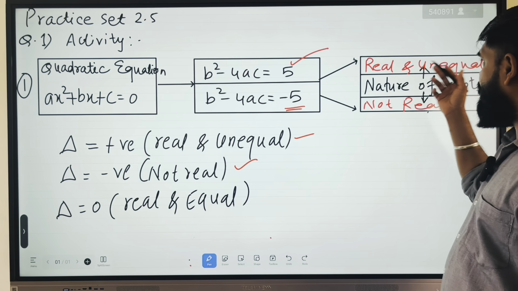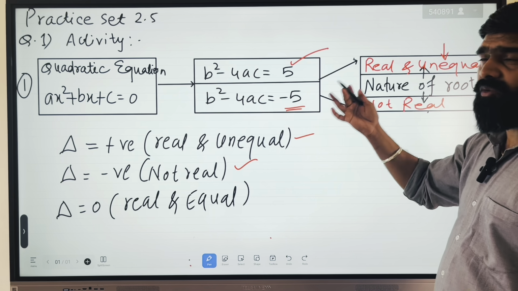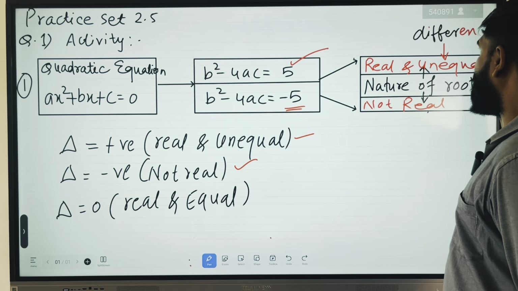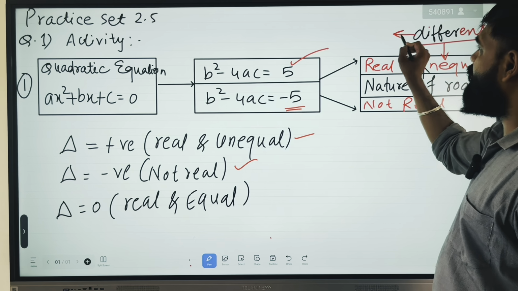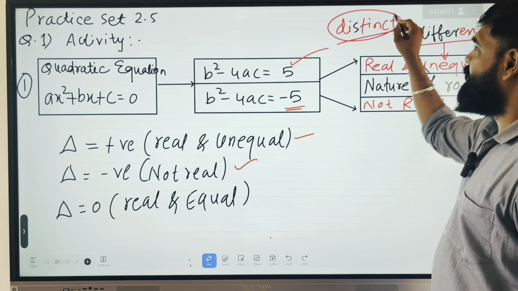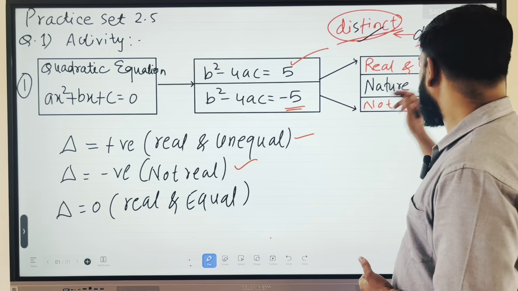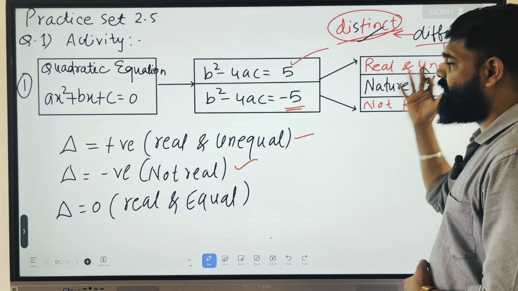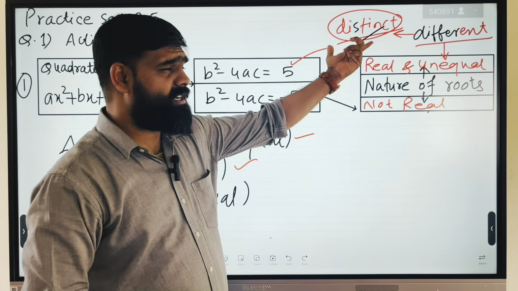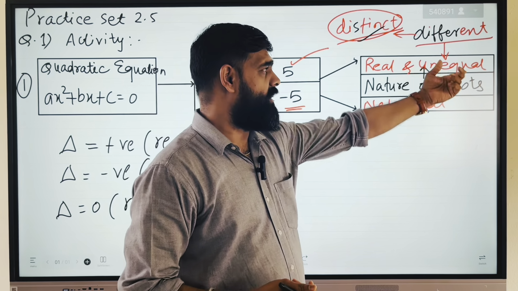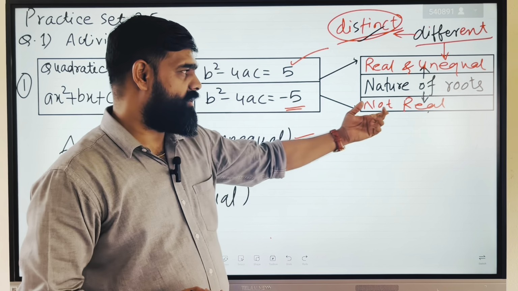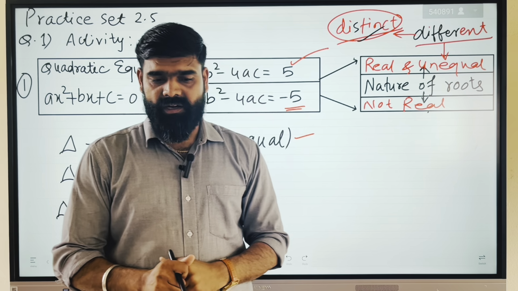You can write real and unequal. What does unequal mean? Not equal means distinct or different. So we got two different roots, different, or you can use the word distinct. So we have distinct or different roots or unequal roots. You can use any of these; all the words are correct. Distinct means different. So if our value is positive, the roots are real and unequal, and if our value is negative, then the roots are not real.